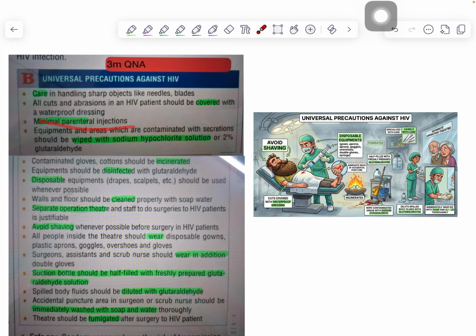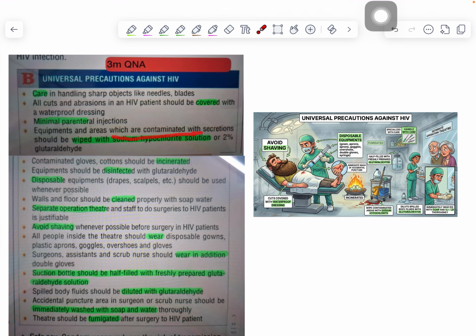Minimal parenteral injection. This can be remembered by this needle, but to make it more visual, I have kept the parents of this HIV patient waiting outside the separate chamber which is made for HIV patients. From parents, you can remember parenteral, minimal parenteral injections.